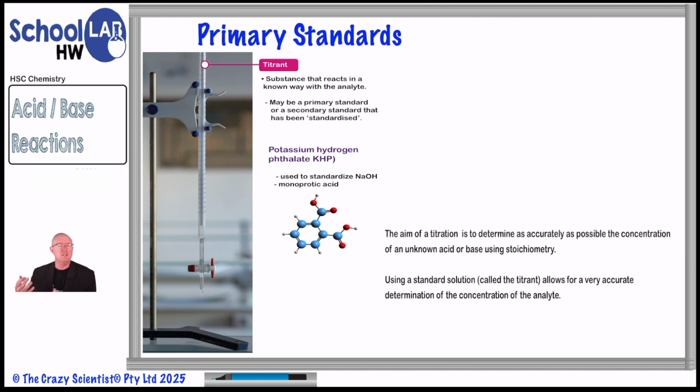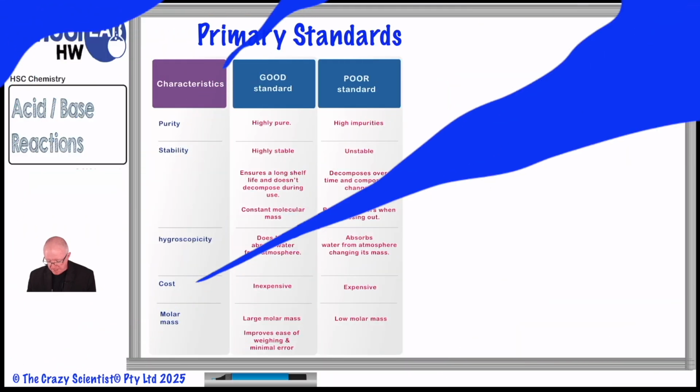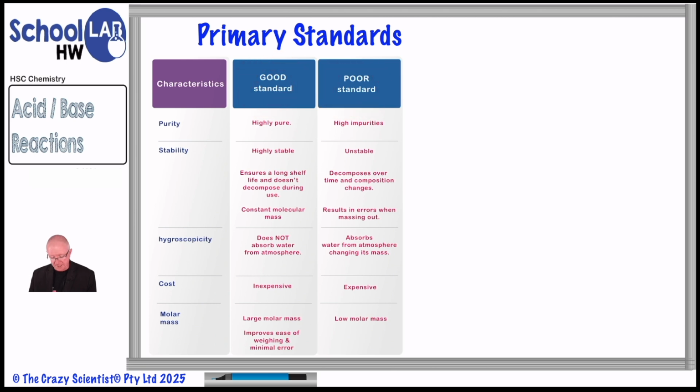So let's look at some features or characteristics that enable us to ensure that the titrant is a good titrant. Let's compare a good standard and a poor standard. If we want a titrant that's going to do its job properly, it must be pure. Because if it's pure, it means that everything that's in the titrant is what we expect and is going to react with the base as we expect, according to the equation. If, however, we have some impure substances in there, then that is going to affect the accuracy of our titration.